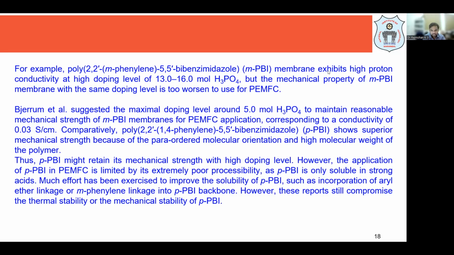And if you compare this with PPBI instead of mPBI, that is, PPBI means poly-2,5-benzimidazole, sorry, poly(2,2'-(p-phenylene)-5,5'-bibenzimidazole). Okay, so this shows superior mechanical strength because of the para-ordered molecular orientation and high molecular weight of the polymer. So what is responsible for this PPBI to have higher mechanical strength? It's the para-ordered molecular orientation and high molecular weight of the polymer. Okay. And if you look at this PPBI, it may retain its mechanical strength with high doping level also.